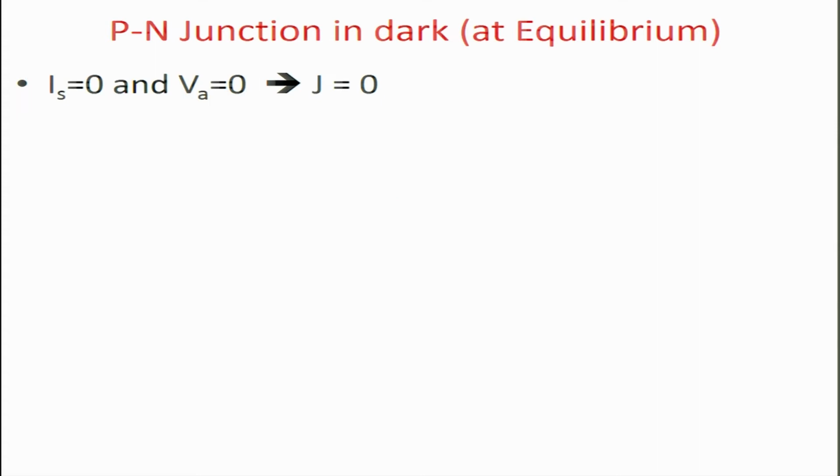In the current lecture we look at a few special cases to solve these equations. The first special case that we look at is the PN junction in dark, that is, at equilibrium.